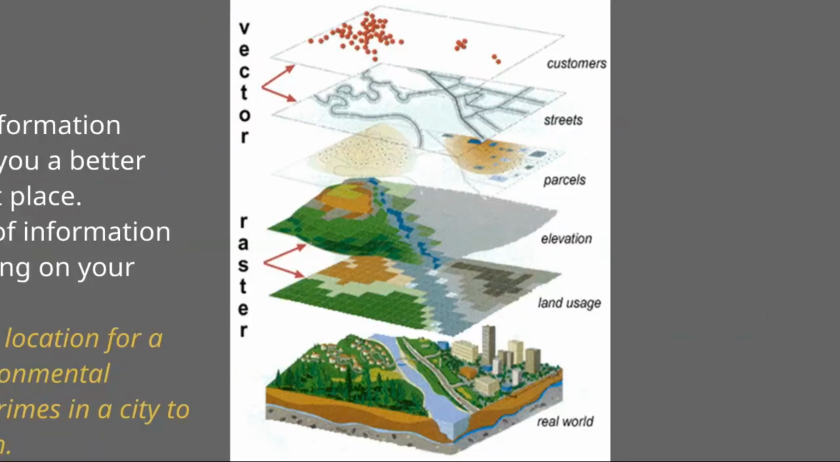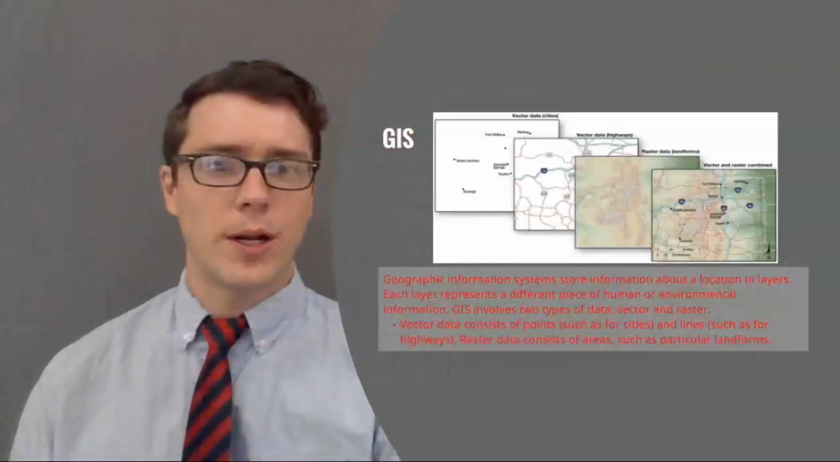So in this one, they put customers over the streets with the parcels of land. And then they show the elevation in the land use, and they can get a real world image of what's going on. We're going to look at how that data is broken up now.